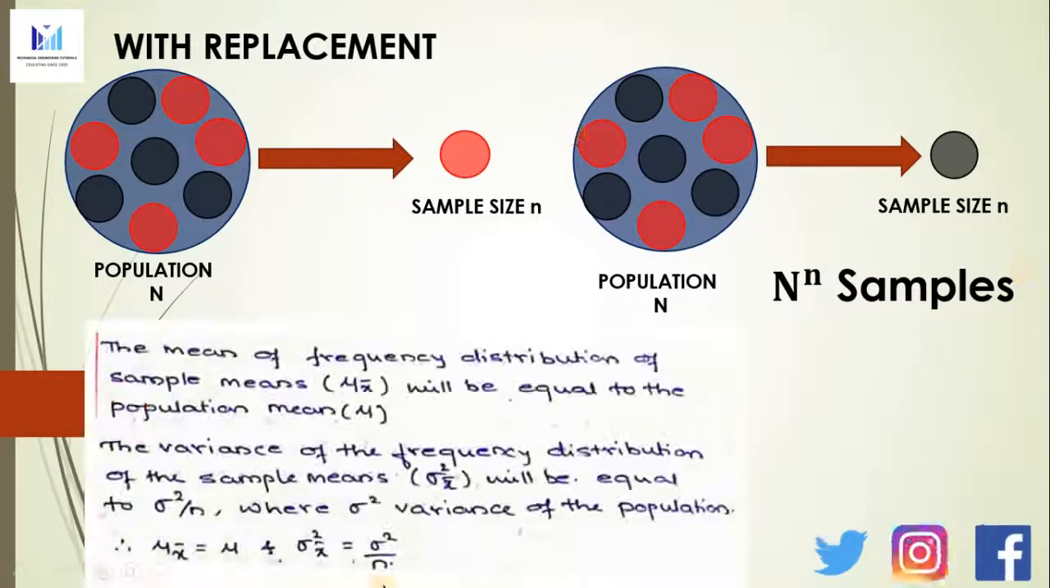Now the mean of the frequency distribution of the sample means, that is mu x bar, will be equal to the population mean mu. The variance of the frequency distribution of the sample means, sigma square x bar, will be equal to sigma square by n, where sigma square is the variance of the population. Therefore mu x bar will be equal to mu and sigma x bar square will be equal to sigma square by n. So this is with replacement.